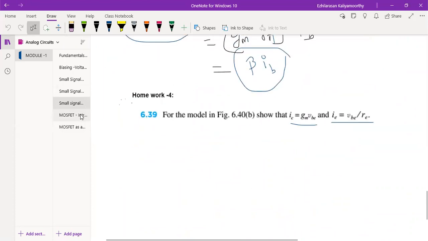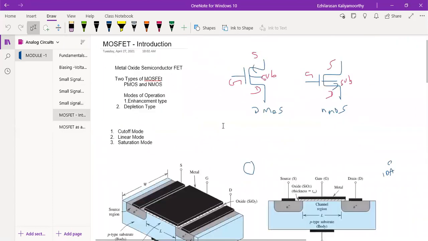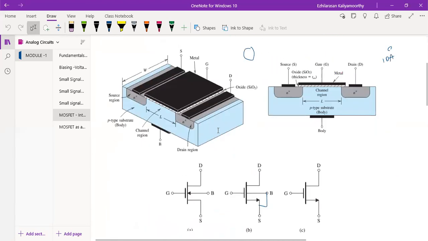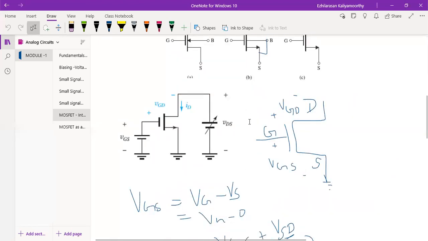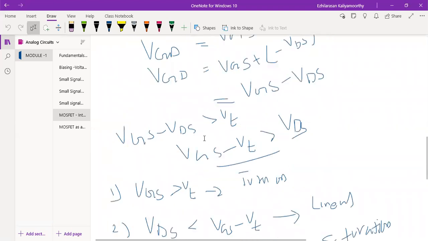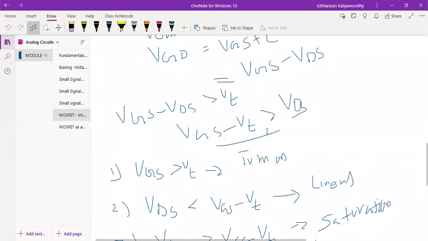Next, we started to learn about the MOSFET, the introduction to the MOSFET. Then we saw the enhancement type and the depletion type. Then the modes of operation, which has three modes: cutoff mode, linear mode, and the saturation mode. Then we saw the symbols. Then we saw some of the equations based on all three modes.